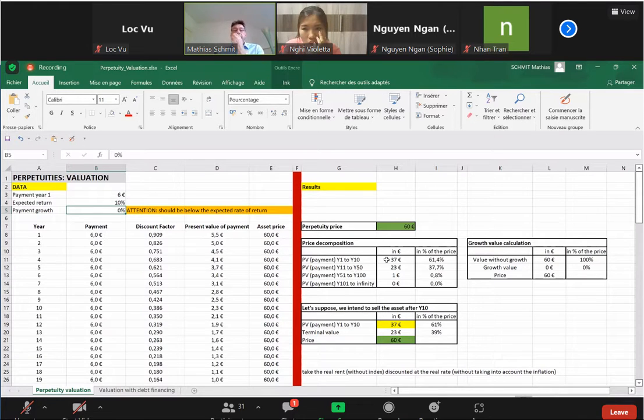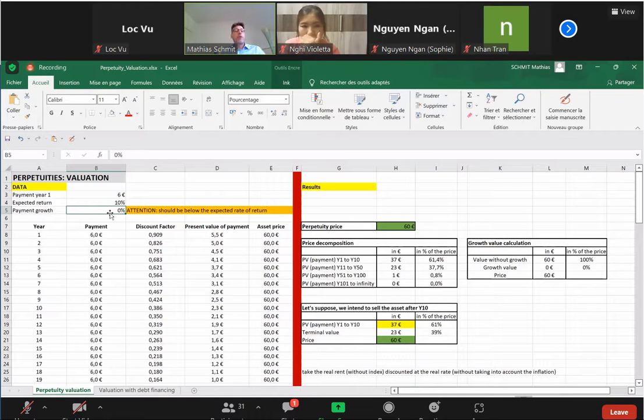And you see, if I split the price, the present value of all your payments between year 1 and year 10 is 37. Years 11 to 50, 23. So you see that the whole value in terms of discounted value, you get it over 50 years. Between year 101 and infinity, when you discount it, it is 0. Because, of course, an amount that you will receive in 100 years, when you take the present value, is nothing.